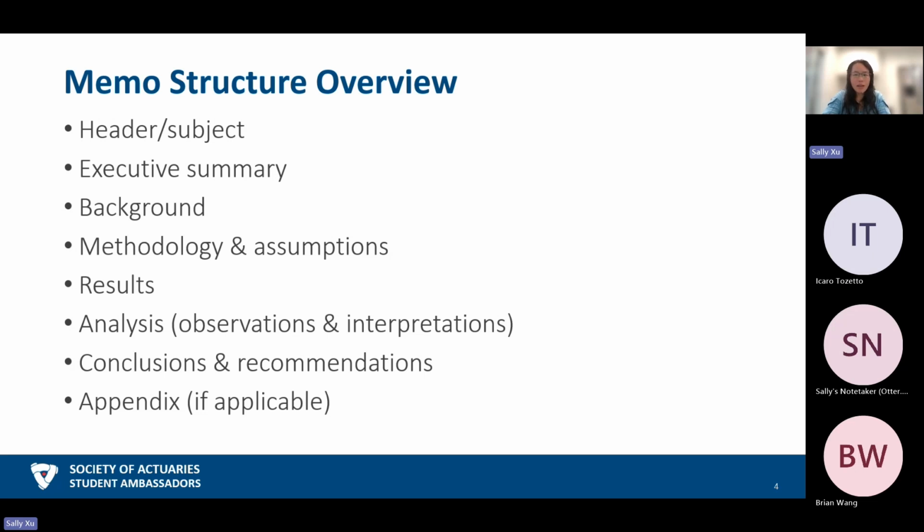Now, the next section is the background. The background, as the name suggests, helps to set the stage of the analysis that you're trying to perform. It provides the purpose as well as the scope of the project. It could list any notable data sources, but you want to keep that part really brief.